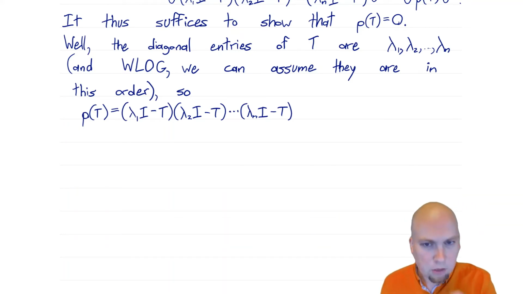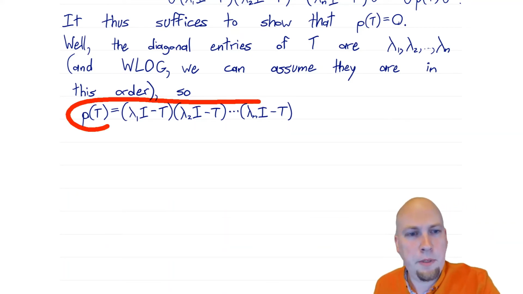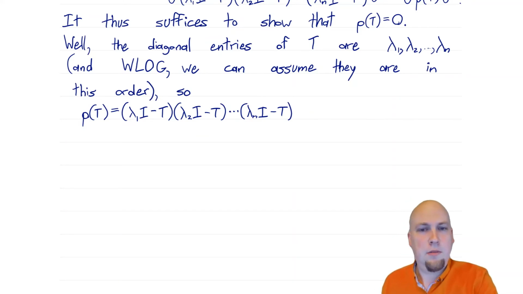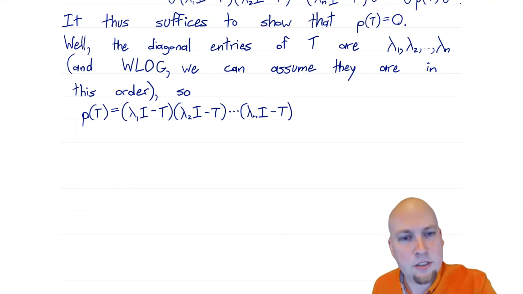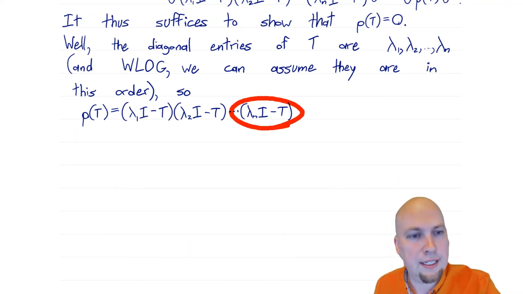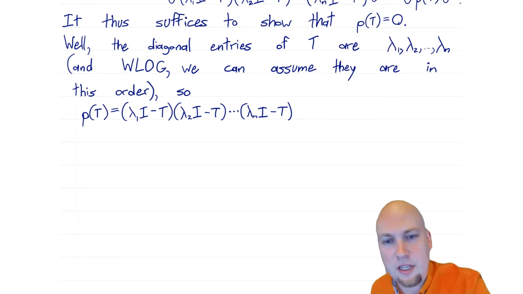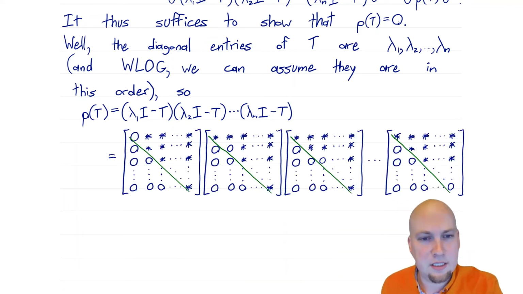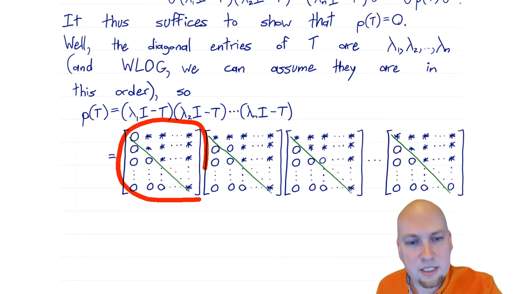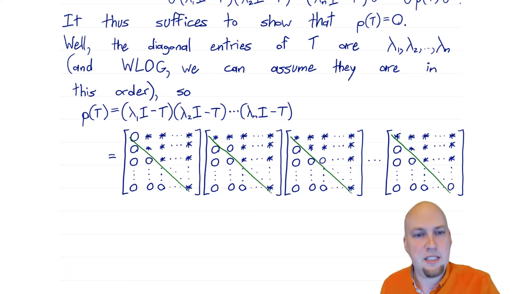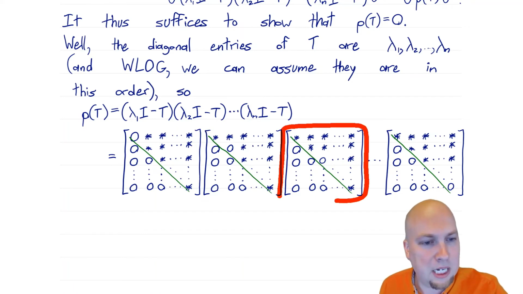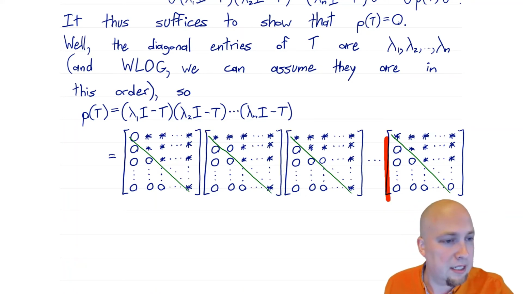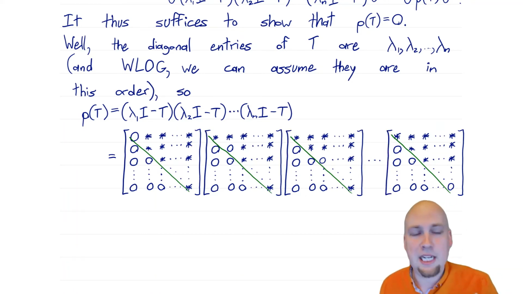So if I want to compute P of T and see that it equals 0, well, that's lambda 1 I minus T and so on down the line. It's all those products. I'm going to write down what the matrices in this product look like a little bit more explicitly. So this first matrix in the product is lambda 1 I minus T. The second matrix is lambda 2 I minus T. This is lambda 3 I minus T. And so on down the line, this last one is going to be lambda n I minus T.